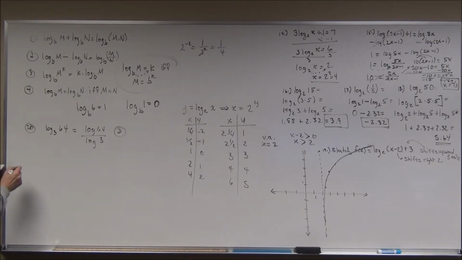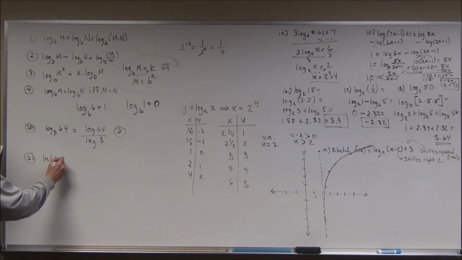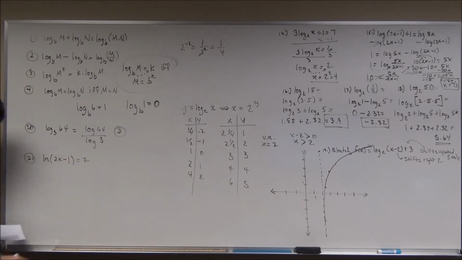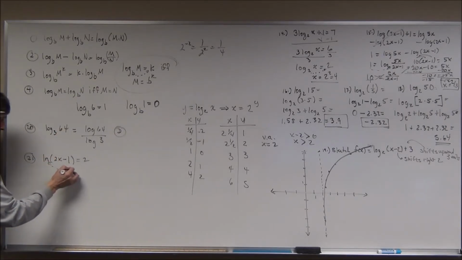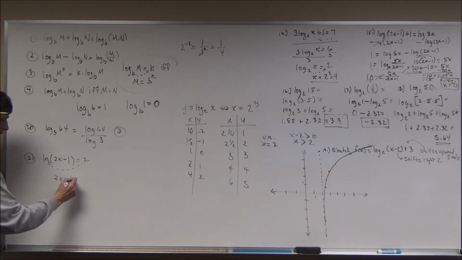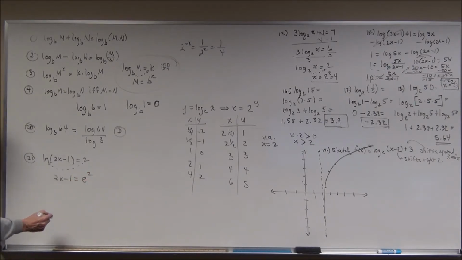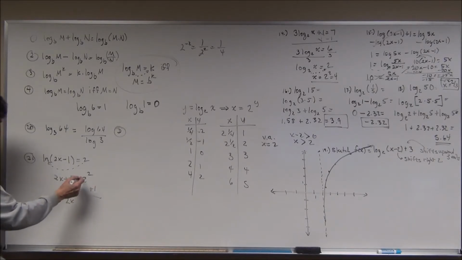Problem number 21. This one is a solve for x. In 21, they say that the natural log of 2x minus 1 is 2. Well, the only way you're going to solve a logarithmic equation is either match the bases, this is base e, this is base 2, you're not matching them, or convert it from logarithmic to exponential form. This guy back here. Remember, it's base e, so the e comes over and I get 2x minus 1 equals e squared. I'm going to add 1 to both sides because I don't have a calculator handy enough to go ahead and figure out e squared.